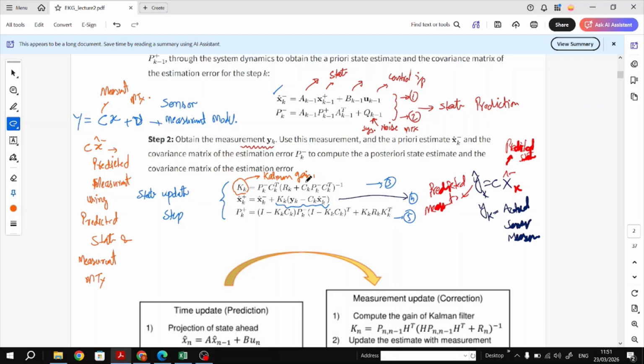And you add this term, this multiplication of Kalman gain with the difference between the sensor measurement and the predicted measurement, to your state prediction, and you update your state. And once you update your state, in equation number 5, you also update your state error covariance matrix. So these 5 equations will give you the full state estimation using the prediction and measurement update steps.